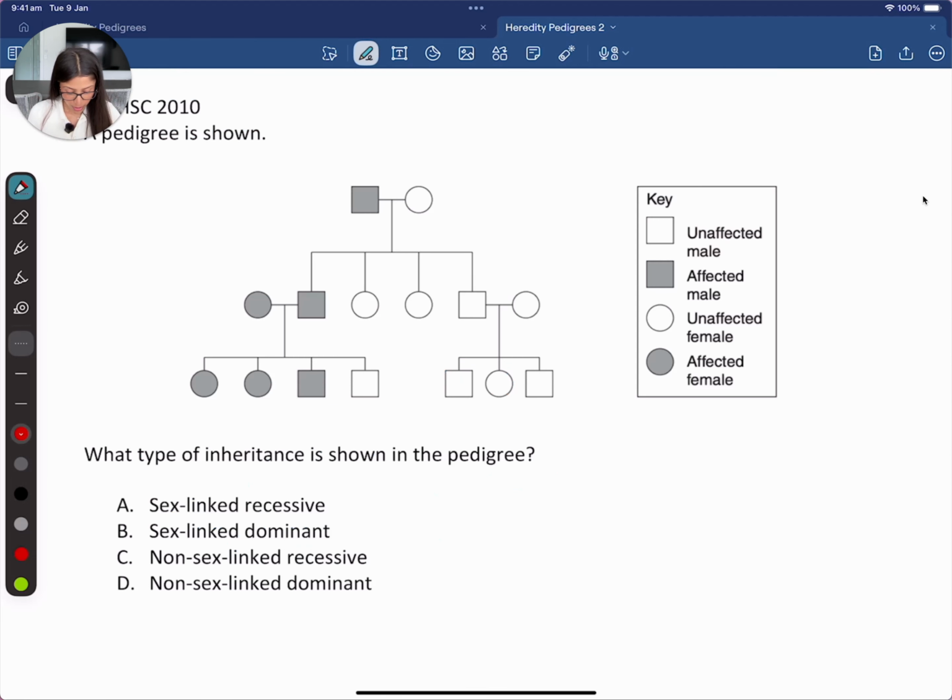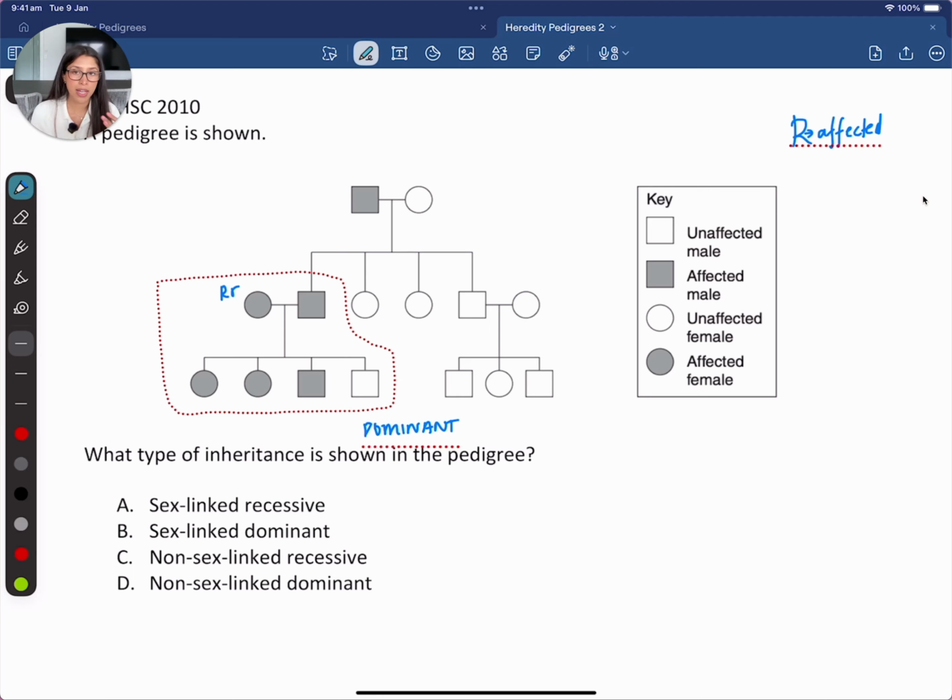Now I can spot it exactly here. I have 2 affected parents that have an unaffected offspring. This would only be possible with a dominant condition. So remember that capital R allele is going to be affected, meaning that these parents are going to be heterozygous and affected, and they would have an offspring that inherits the little r allele from both of the parents.